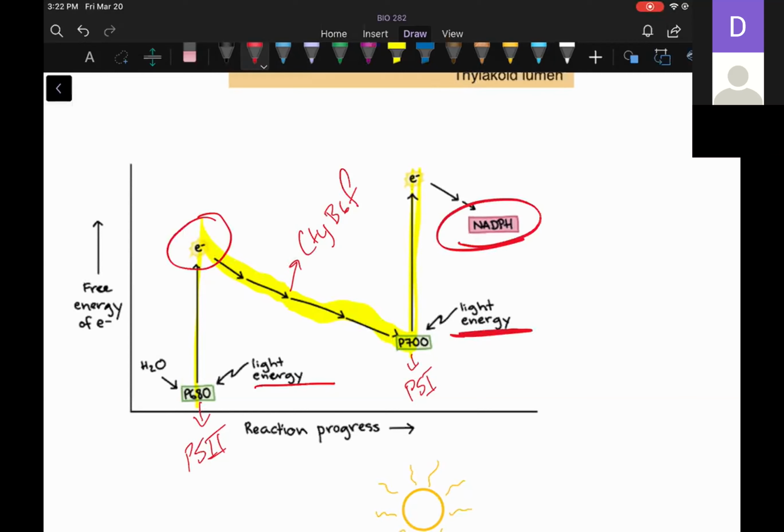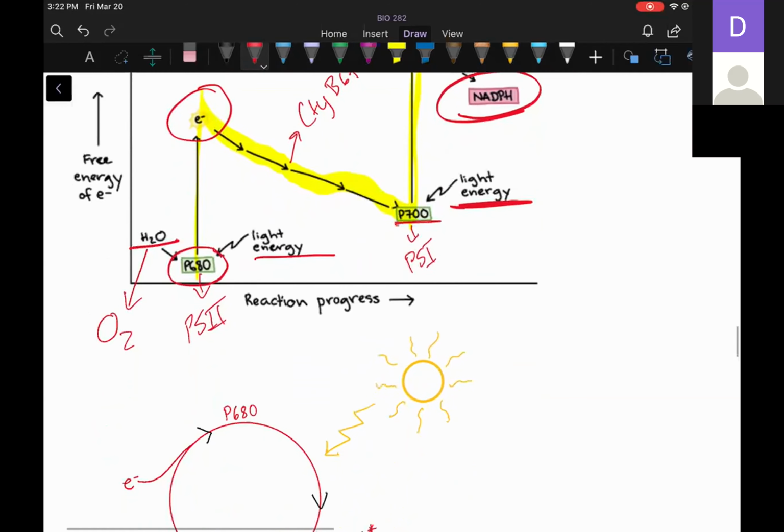So once we lose this electron in P680, we're going to need something to replace it with, and that's where water comes in. When P680's electrons are lost to P700, it's going to be oxidized, and it's going to become a really good oxidizing agent, and it's going to ultimately take the electrons from water, and the byproduct we get out of water is oxygen. So that's where the oxygen comes from in plants.